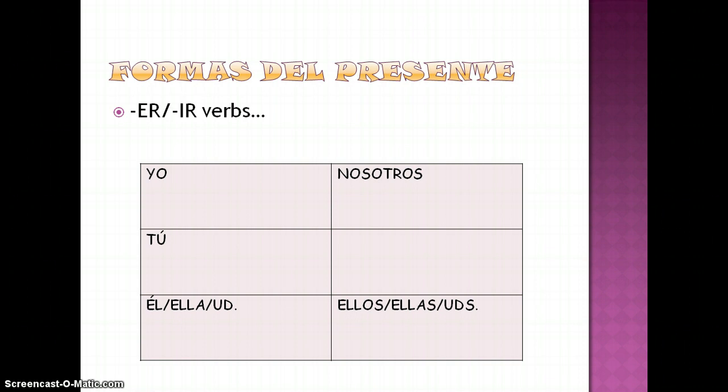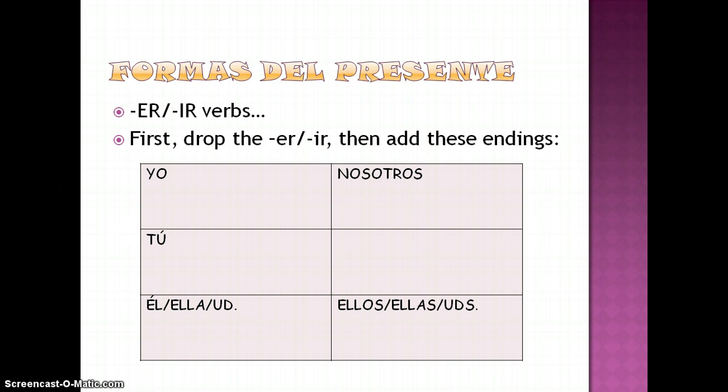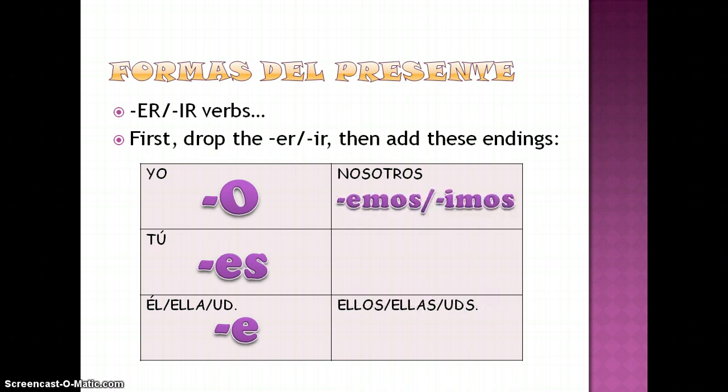Next, we'll look at ER and IR verbs. Just like with AR verbs, first we drop the ER, IR, and then we add the following endings. For the yo form, we add o. Tú form, es. Él, ella, usted form, we add e. Nosotros, we're going to add emos or imos, depending on if it's an ER verb or an IR verb. And for ellos, ellas, ustedes, we add en. Remember that for ER and IR verbs, the yo, tú, él, and ellos forms are always the same.